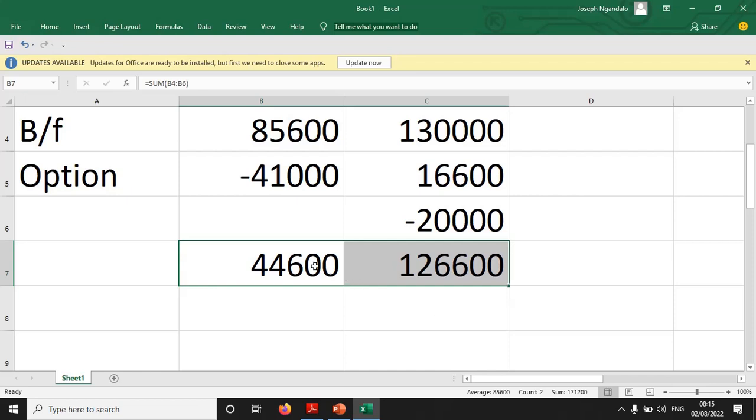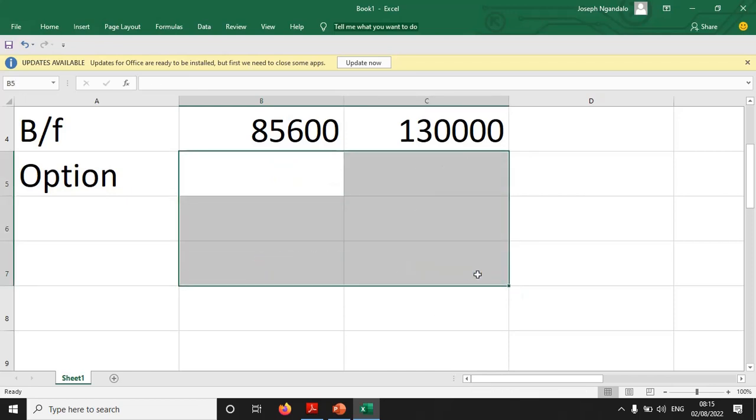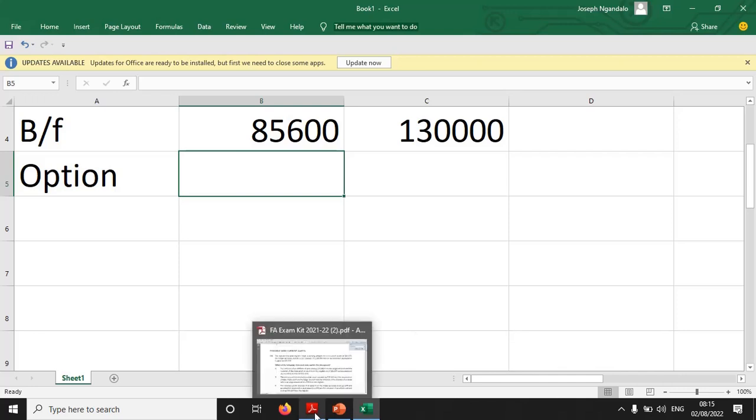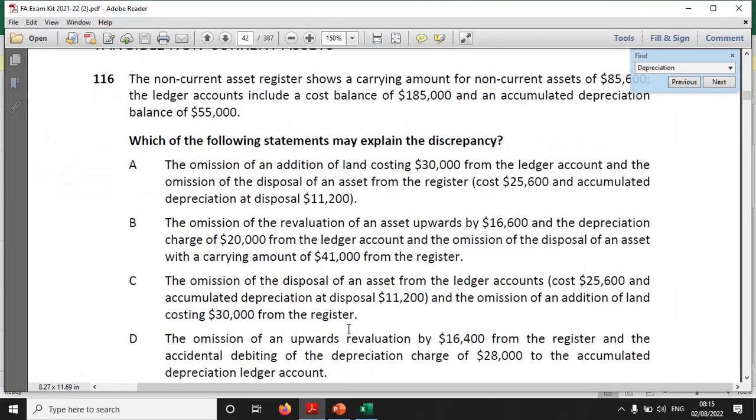126. I think this is not the option that we're looking for. So we delete this. We come to C. Are you there? Under C, the omission of the disposal of an asset from a ledger account of costing how much? 25,600, and accumulated depreciation at disposal of 11.2. So please find the difference between the two. 25,600 minus 11.2. How much are you getting?